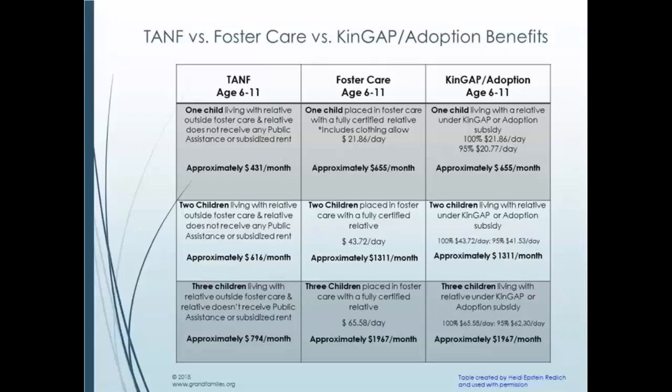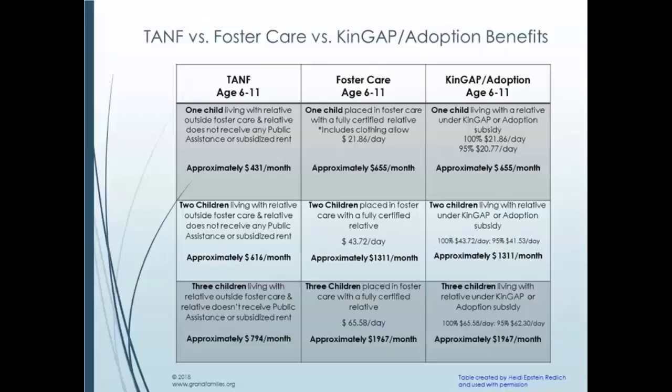month for both children. You'll see for three children in the same instance, again, the second and third child are being allocated under the first child's open public assistance case. You're looking at just under $800 per month. Now let's compare to foster care.